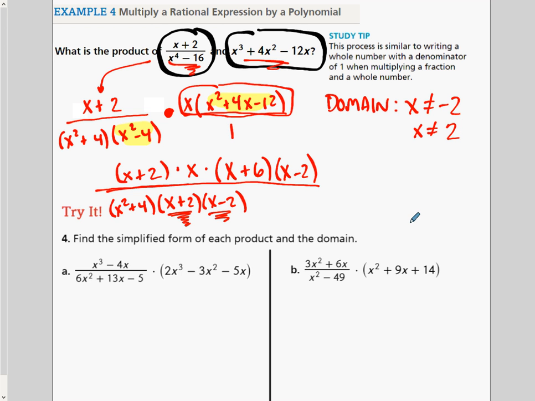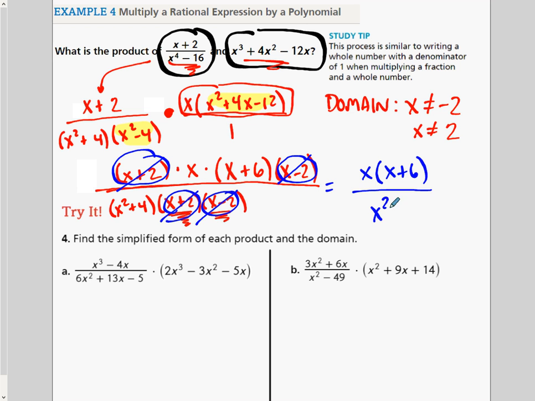And now we can go ahead and look for common factors to cancel. So x plus 2, x plus 2, cancel. x minus 2, x minus 2, cancel. And we are left with x times x plus 6 over x squared plus 4. Nothing else cancels, and there are no other restrictions to the domain. In case you were wondering about this factor right here, there's no real number for x that would make this factor equal 0, so it does not affect the domain.